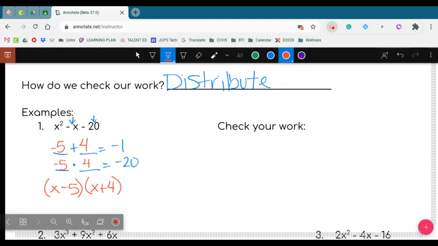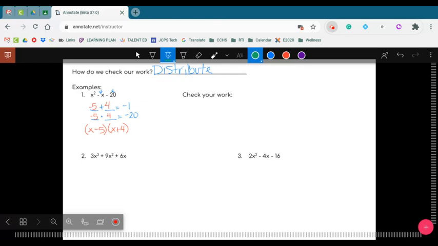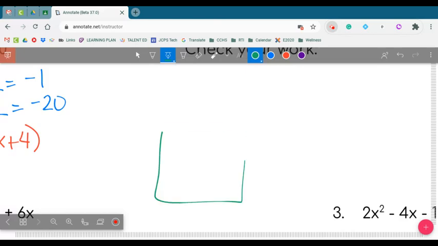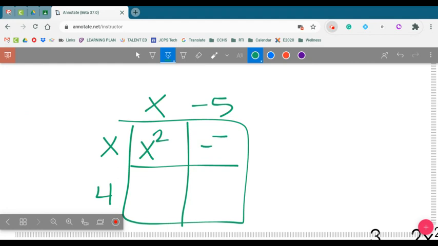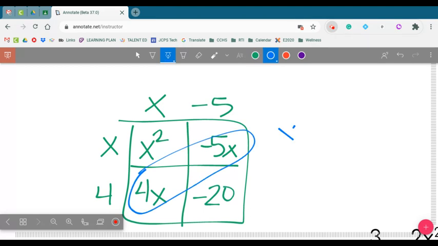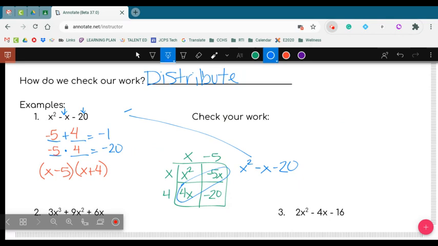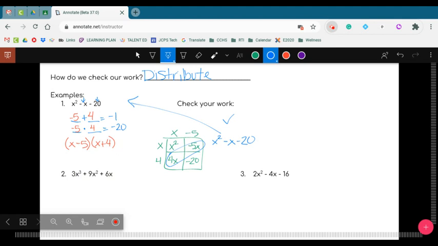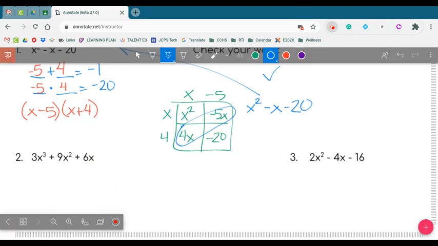Now we're going to check our work. So we're going to distribute. So we're just going to create our box. So we're going to have x minus 5, x and 4. You get x squared, -5x, 4x, and -20. Combine your diagonals. So you get x squared minus x minus 20. Is that what we started with? Yes. So we did it correctly. So you can always check your work on these. We'll go on to solving later.